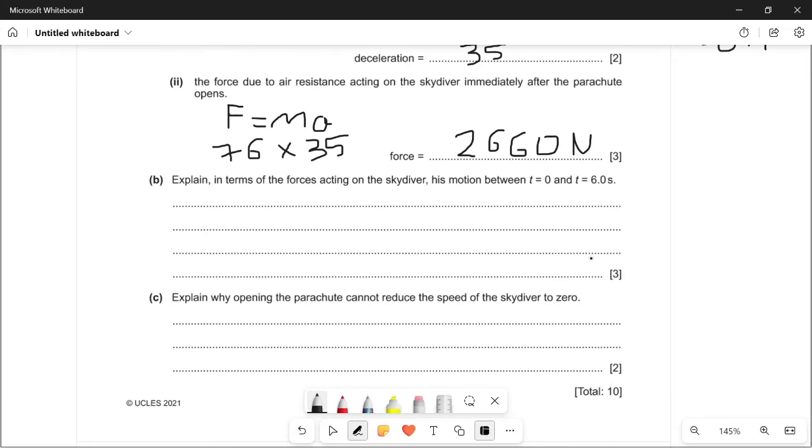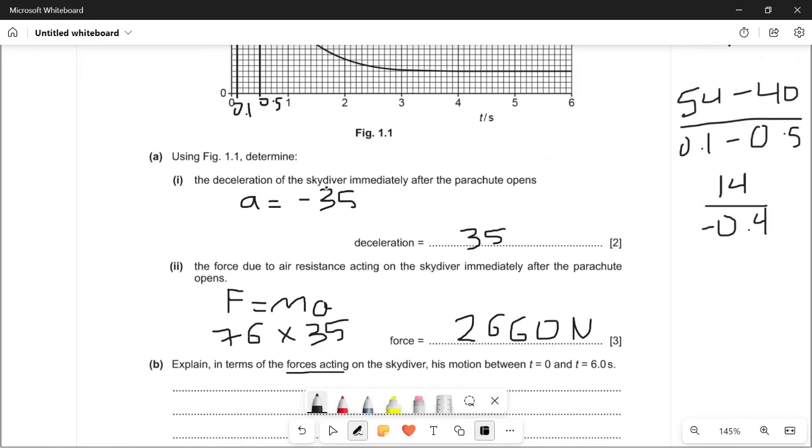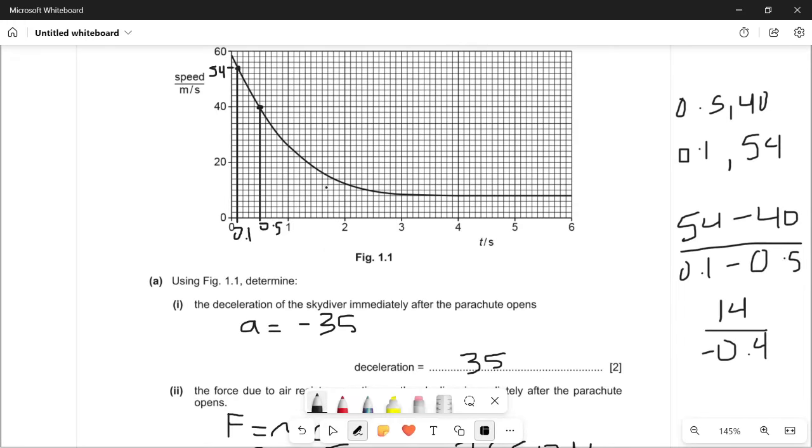Explain in terms of forces acting on the skydiver his motion between T0 and T6. So we have to use the forces acting on the skydiver, from time 0 to time 6. So we're asked to explain this curve by using the forces acting on the body. The question has 3 marks, so we should mention 3 points.